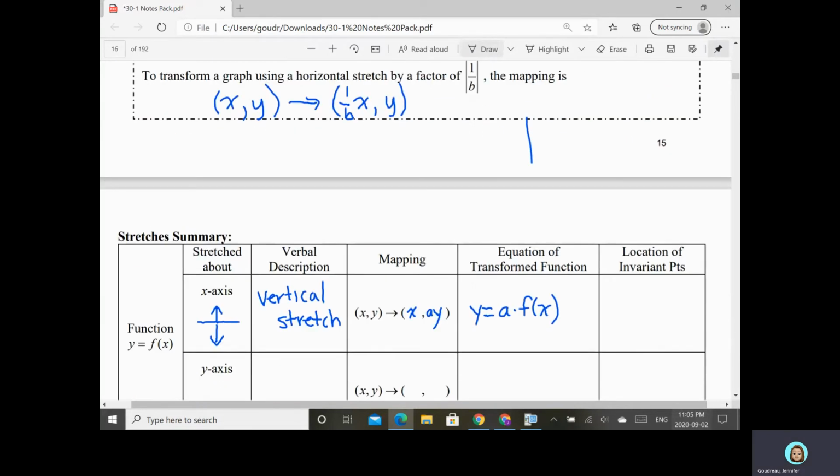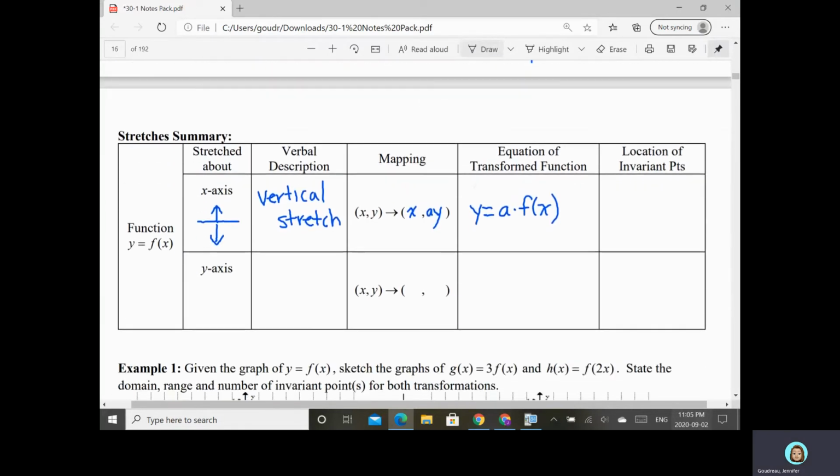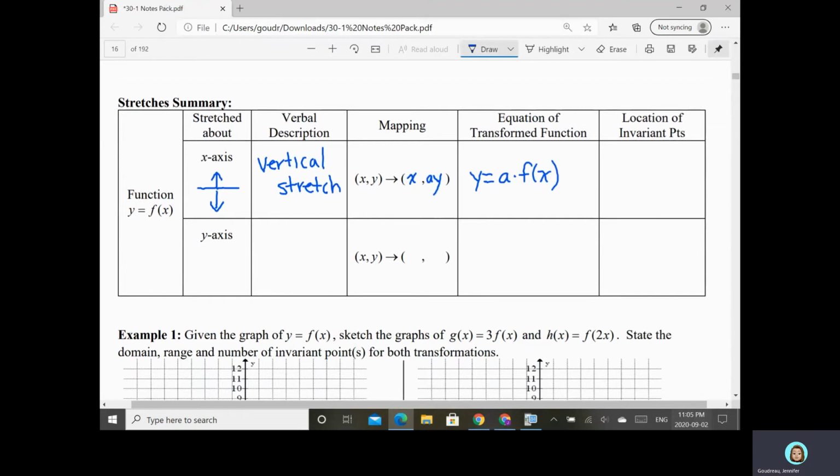Let's put that down. So location of invariant points: x-intercepts. And I'll put intercept or intercepts. We might have one, we might have more than one.